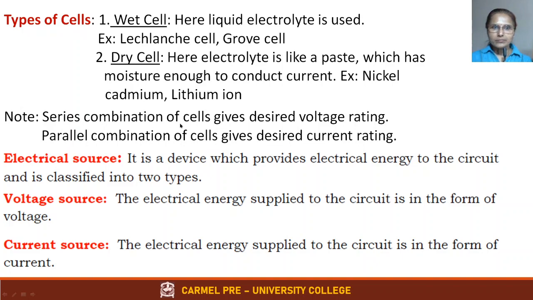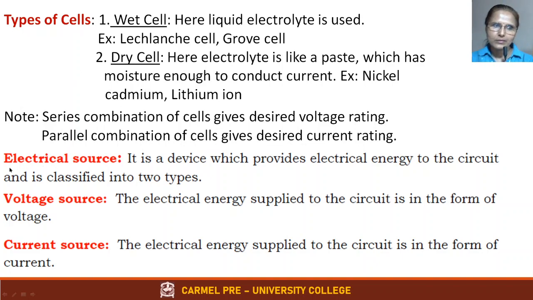When you connect cells in series, you will get the required voltage rating. If you want more voltage, you put more cells in series. But if you want more current, then you put them in parallel. Cells are connected in parallel to get the desired current rating. Okay, so that is about the DC sources, cells and batteries.